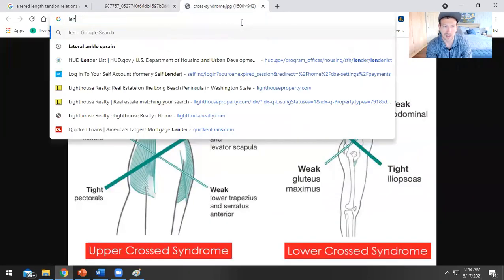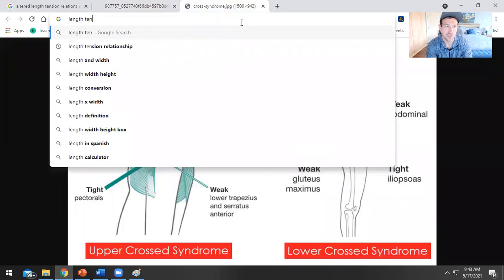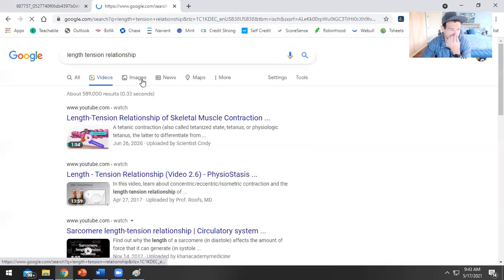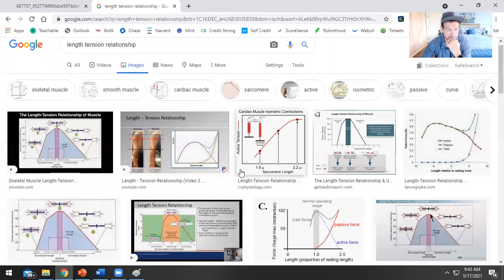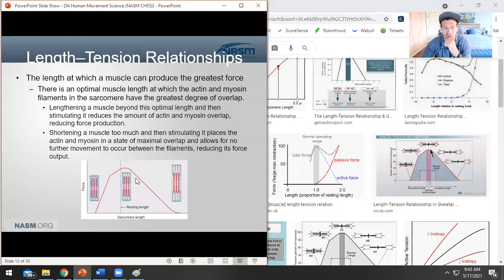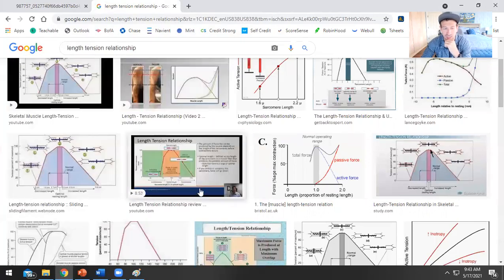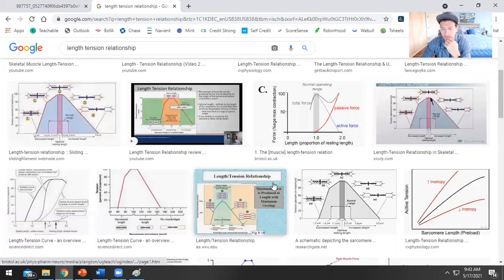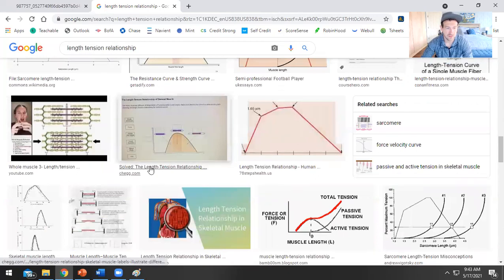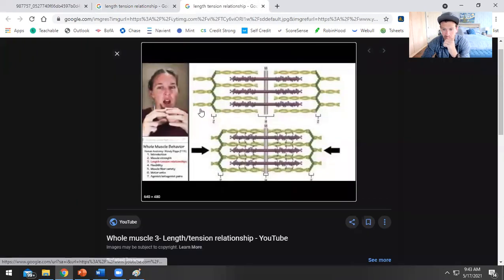If we look at length tension, it's going to be kind of a chart. You can see this is the same chart here in this picture. But it looks something kind of like this. All right, well, here's half of what I'm looking for. So take a look right here.